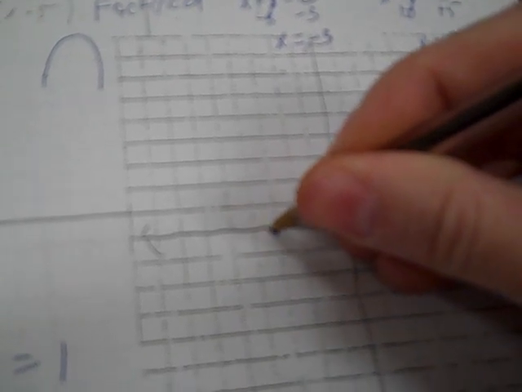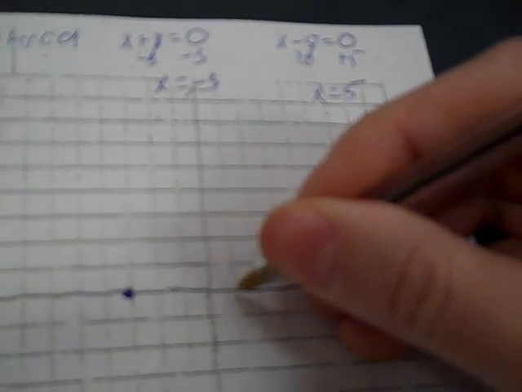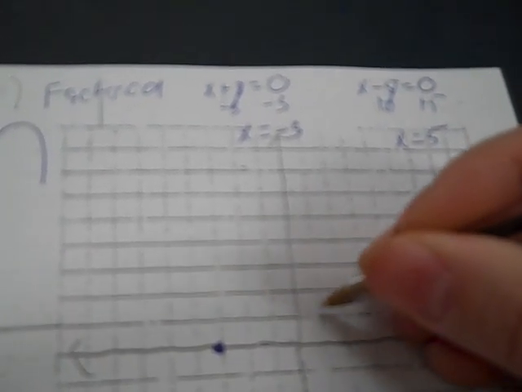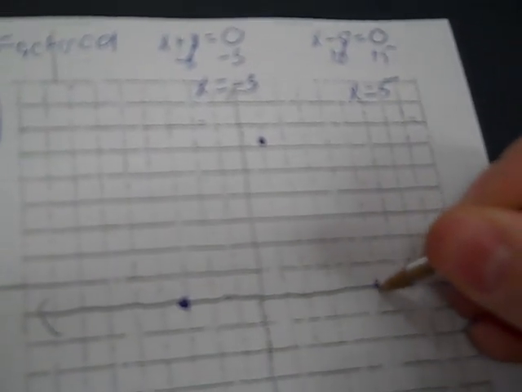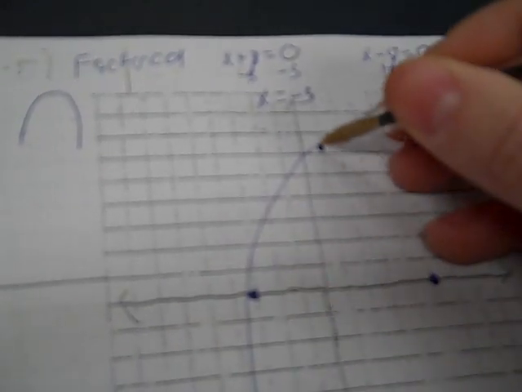Okay, so negative 3, 0, so 1, 2, 3. Positive 1 and 32, so I go to 1, and then 32 I probably need to count by 5. So 5, 10, 15, 20, 25, 30, and 32. Okay, and then 5, 0, so 1, 2, 3, 4, 5. And these parabolas are always pretty wide, okay?